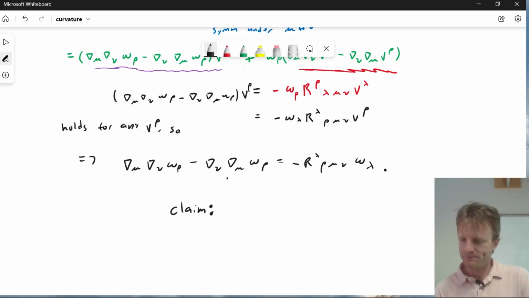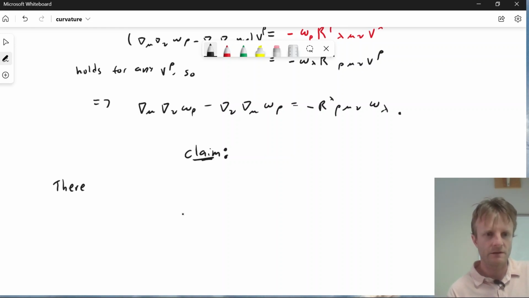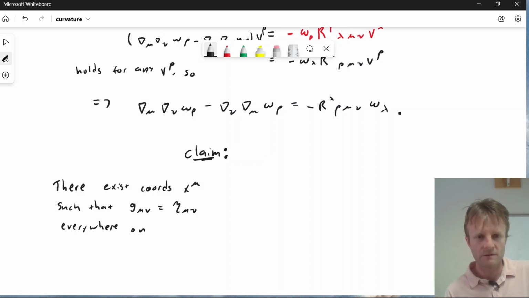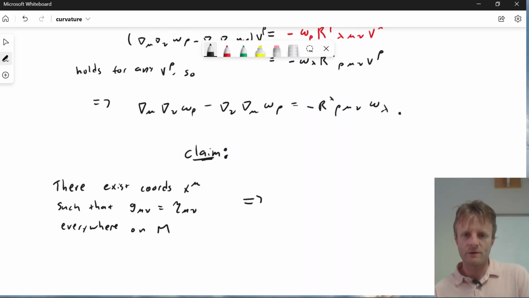So this is a nice one. The claim is that there are two things that are equivalent. One is there exist coordinates x^μ such that g_{μν} equals η_{μν} everywhere on your manifold, let's call it M for some manifold. And that is equivalent to the Riemann tensor vanishing everywhere.